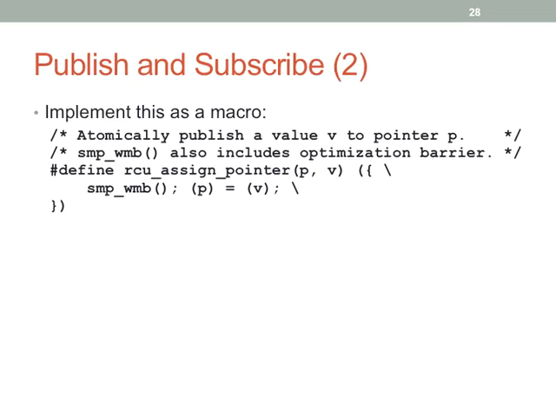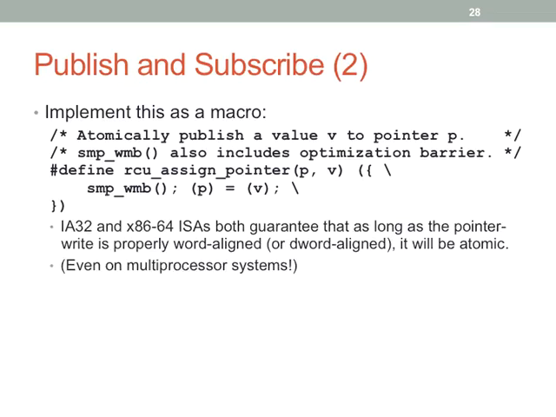smp_wmb is a macro that basically does a write memory barrier. The reason we call it SMP is because we only need it on SMP systems, on multiprocessing systems or ones with multiple cores. And then we just say whatever p is, we're going to assign v to it. That's all we really do.